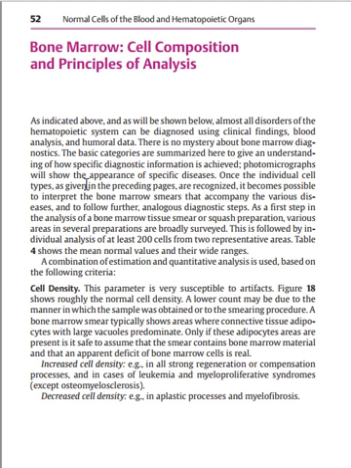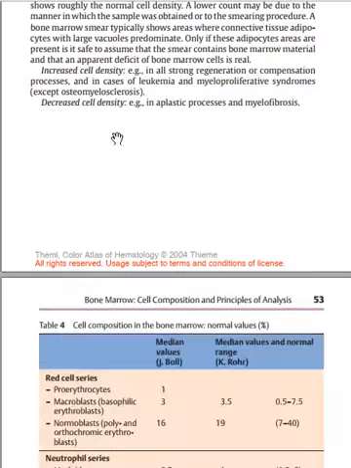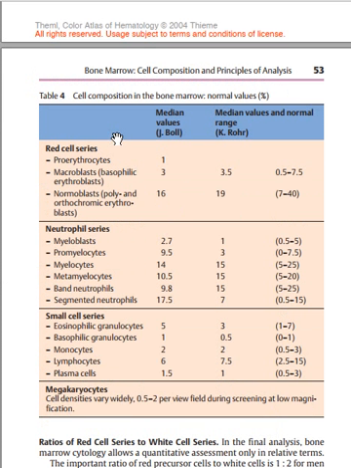So we are going to visualize the bone marrow, consisting of the cell composition and the principle of analysis. These are the different contents of the bone marrow based on the cell composition. You need to know that we have the red cell series, the neutrophil cell series, the small cell series, and the megakaryocyte.